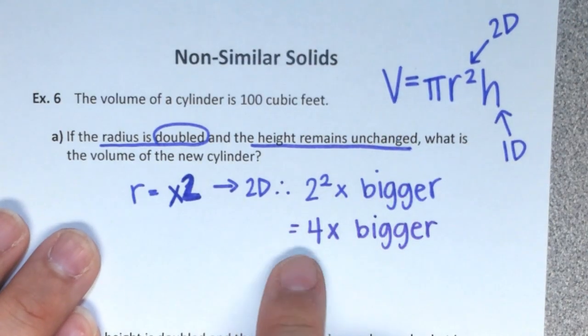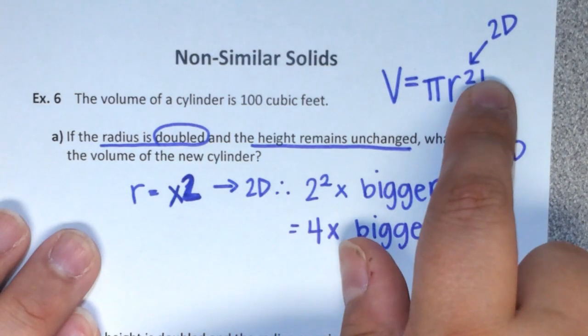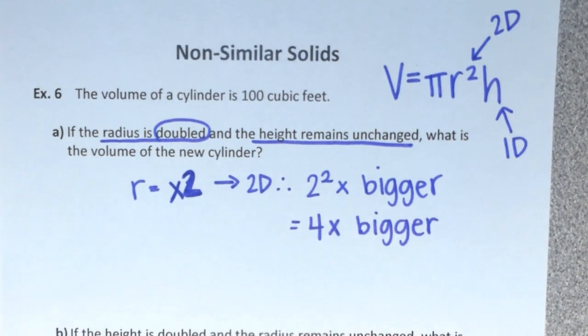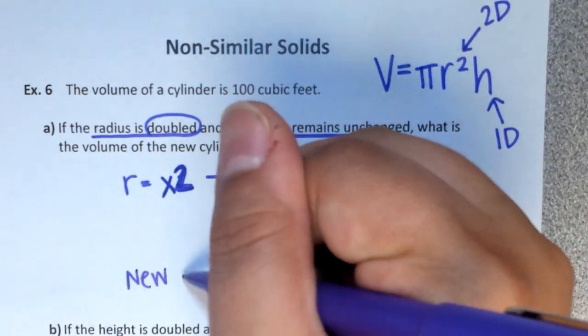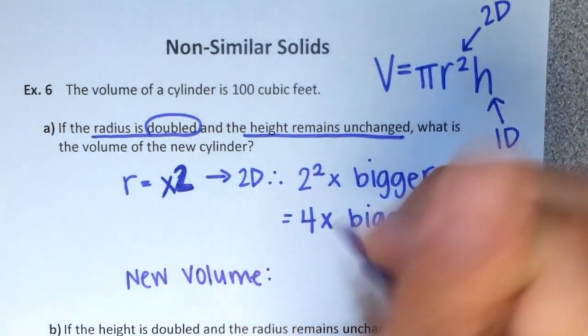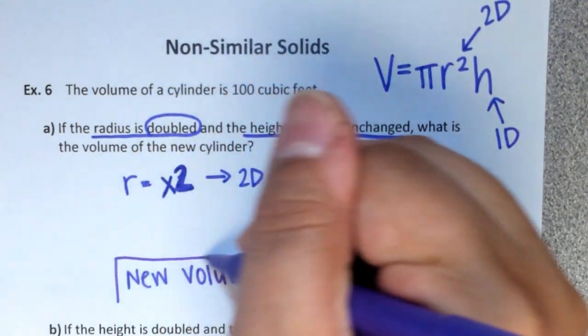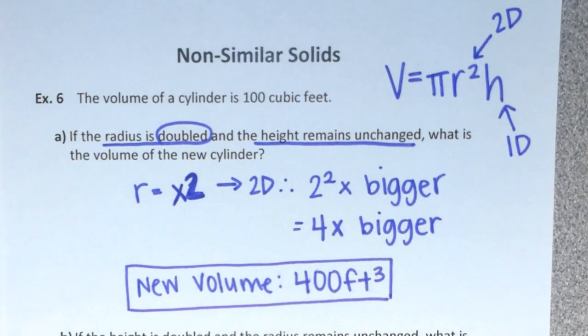Does everybody see where I got the 4 from? If I'm doubling it, the radius is squared. What's 2 squared? What if I was tripling it? 3 squared times bigger. It would be 9 times bigger. Does that make sense? So if it's 4 times bigger, what is my new volume? The original volume was 100 times 4 is 400 feet cubed. Does that make sense? Write all of that down, please.